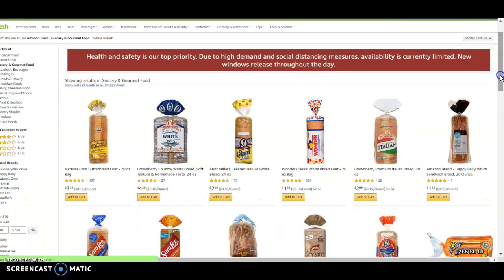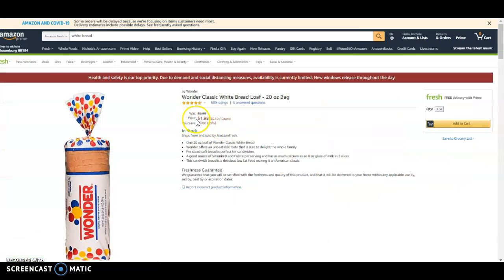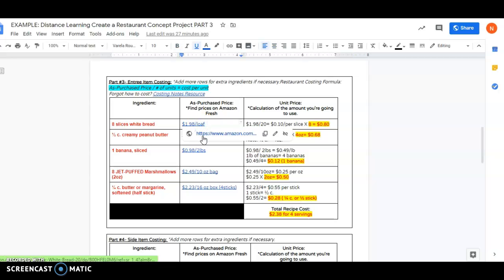Because I'm doing this cost conscious, I'm literally going to look at the cheapest one, which is my classic Wonder white bread. And here it shows me $1.98 for the entire loaf. It's a 20-ounce bag, so it actually does some of the math for me. It's saying that it's about 10 cents a slice. So then what I did for you is so you can get an idea, you can use any of these ingredient amounts, and you can copy these if you're using bread, whatever. I just linked it so you could see what I found.